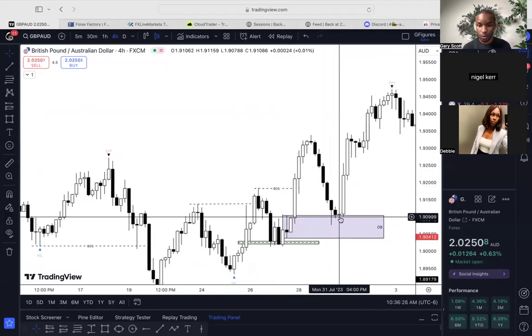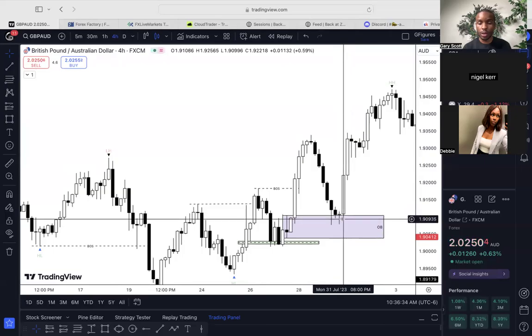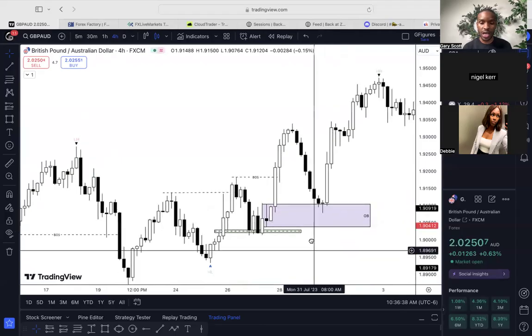So from this level, you see how price is rejecting off of this point. All we want to see is price close above this order block. The moment that we see price closing above this order block is the moment that we can take action.